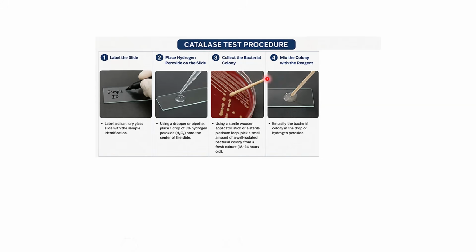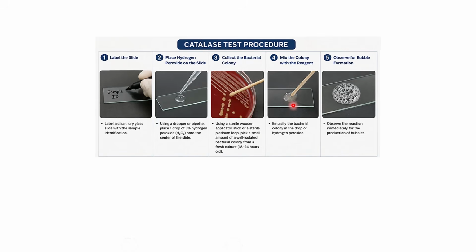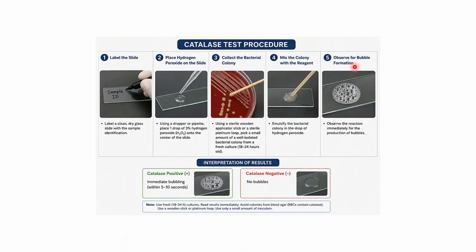Once we are done with this, we mix the colony with the catalase reagent by emulsifying the bacterial colony in the drop of the hydrogen peroxide as shown here. The next step is to observe for bubble formation. Now let's look at how to interpret this result. Immediate bubbling after emulsifying the bacterial colony in the drop of the catalase reagent, within 5 to 10 seconds, shows a catalase positive result, whilst no bubble formation shows a catalase negative result.